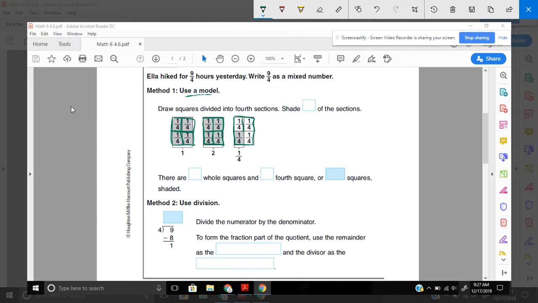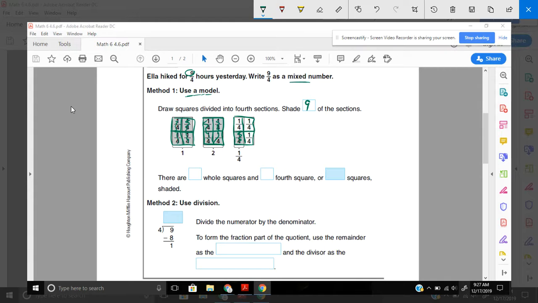And how many fourths do we have? Well, there are 9 of them. So we shade 9 of them. Shade 9 of the sections. 1, 2, 3, 4, 5, 6, 7, 8, 9. That's how we come up with 9/4, right?